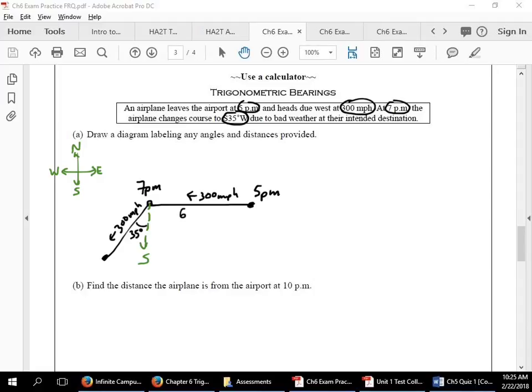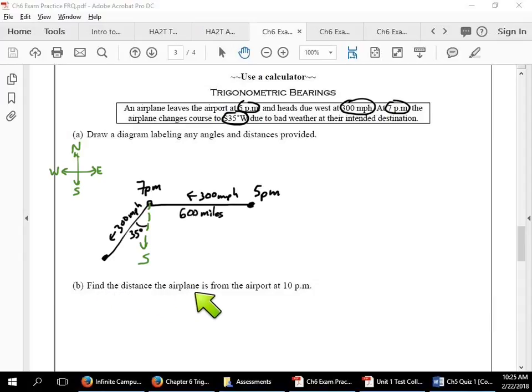600 miles. Good job, Christina. Now, how the heck did we get that? See, if we start at 5 and we change course at 7, how many hours did we go 300 miles per hour? We went 300 miles per hour for 2 hours, which means we traveled a total of 600 miles. That's all I got. That's it, people. Okay, let's go to the next one.